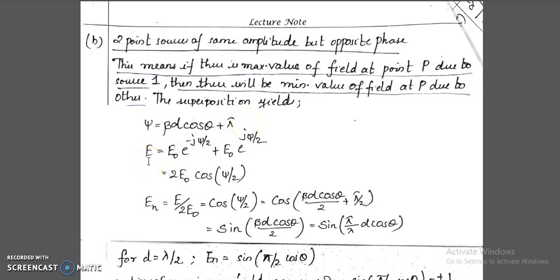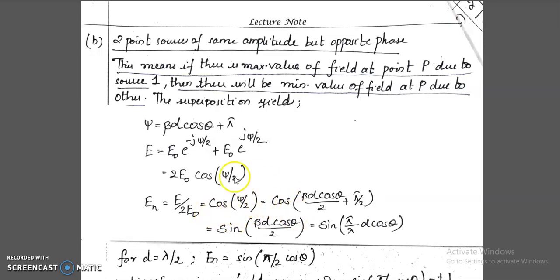So the total electric field E can be computed as E is equal to E0 times e raised to minus j psi by 2 plus E0 times e raised to plus j psi by 2. From that you will get 2E0 cos psi by 2. The normalized electric field En is equal to E by 2E0, that is equal to cos psi by 2.